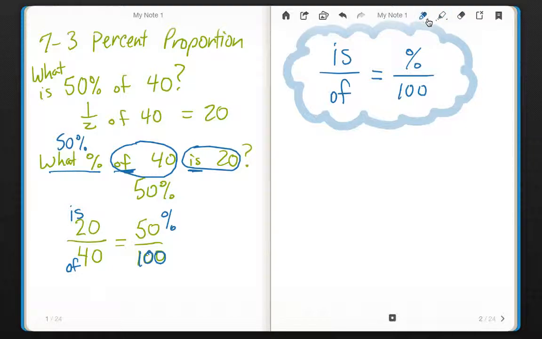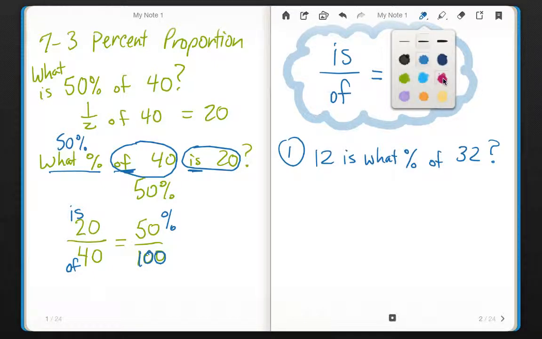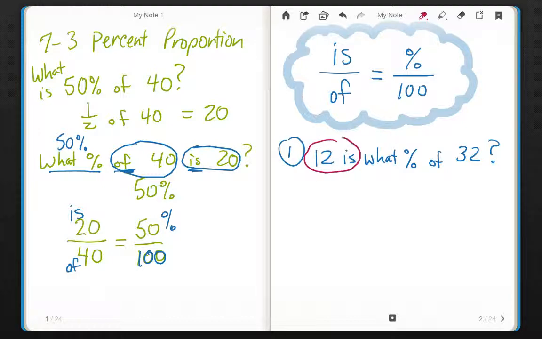So let's try that with a different question. Let's say 12 is what percent of 32? Now, before we solve it with our percent proportion, do you know what it is? No. It's harder to figure out, right? Because 12 doesn't go into 32 evenly. So that's why this percent proportion is helpful. So which one is the "is" and which one's the "of"? Timothy. The 12 is the "is" and the "of" is the 32. Good. 12 is the part of the whole.